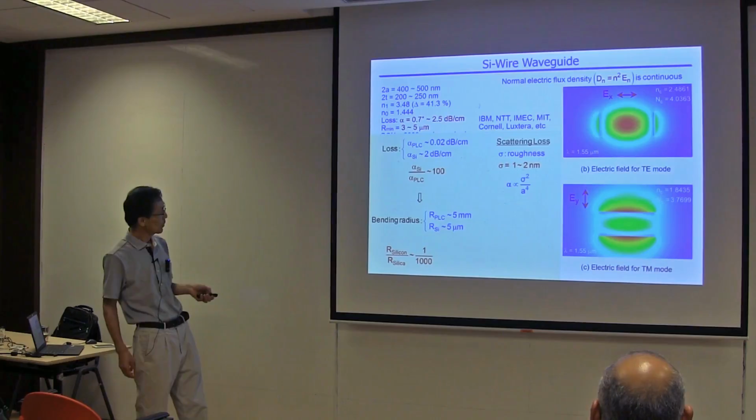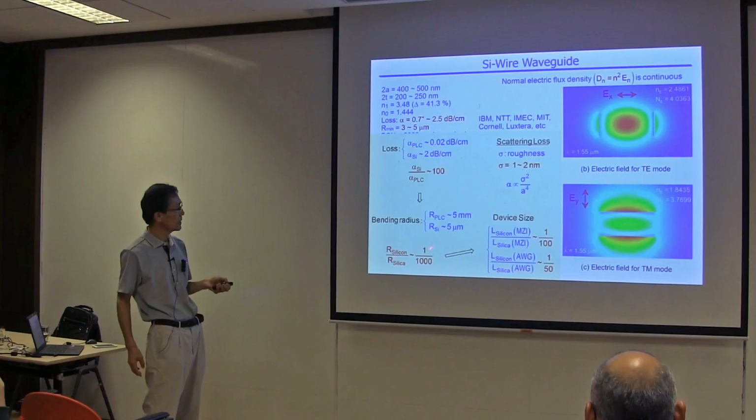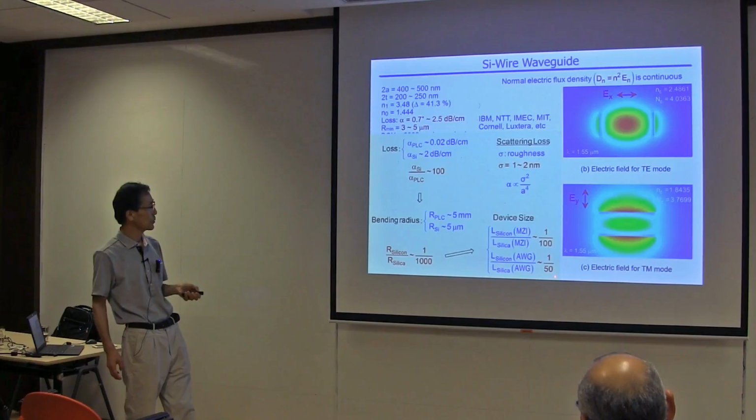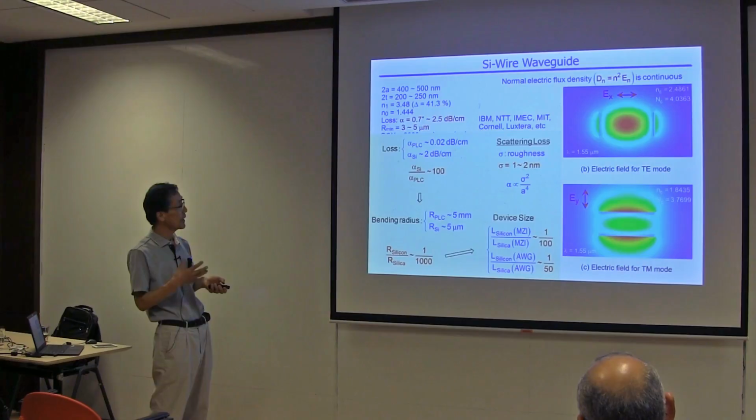But bending radius itself does not determine the device size. Device size is determined by several other parameters or requirements. So typically for MZI or AWG, the size is almost 50 or 100 times smaller in silicon. Anyway, even if the loss is 100 times larger, chip size is 100 times smaller. So loss does not matter. Higher loss in silicon waveguide is not a serious problem.